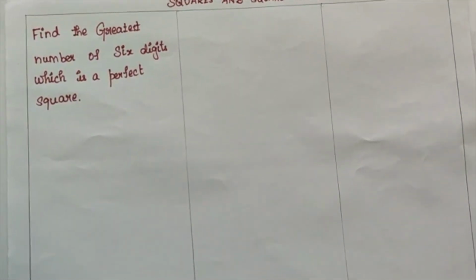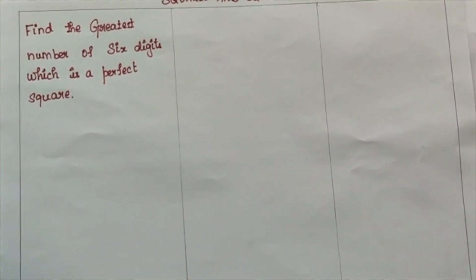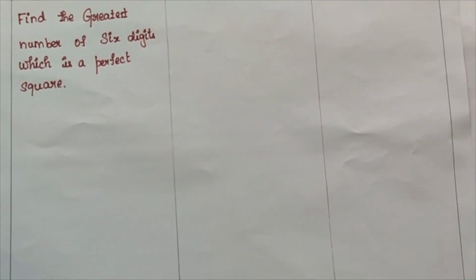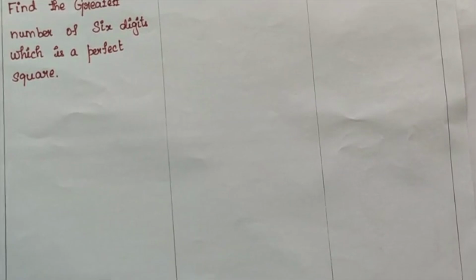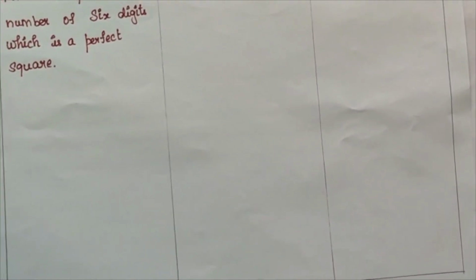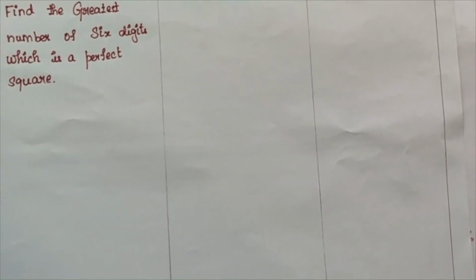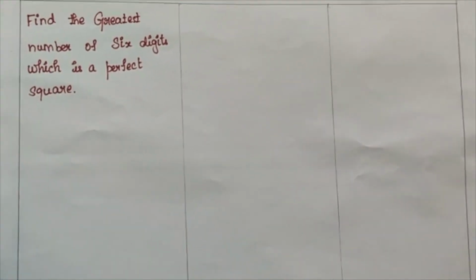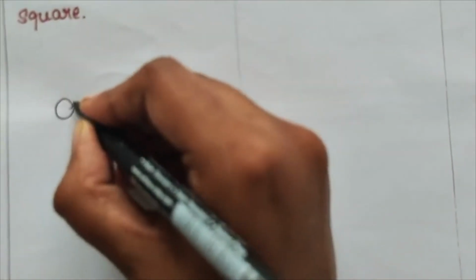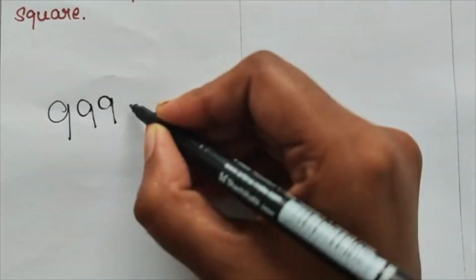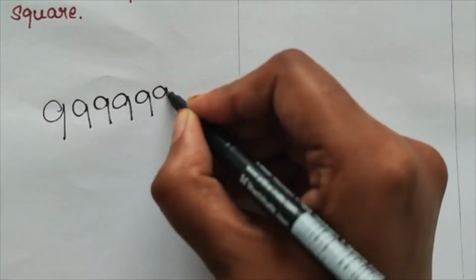and square root. First question, find the greatest number of 6 digits which is a perfect square. We need to find the largest 6-digit number which is also a perfect square. In order to find that, let us find what is the largest 6-digit number first. We all know that the largest 6-digit number is nothing but 9,99,999. This is the largest 6-digit number.